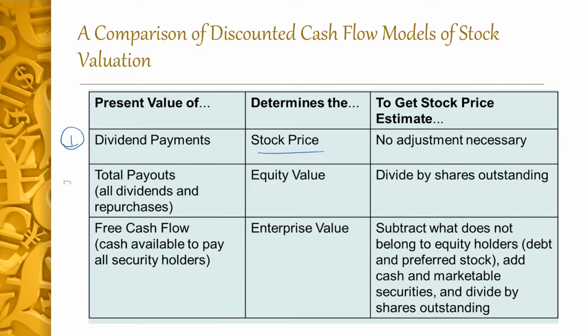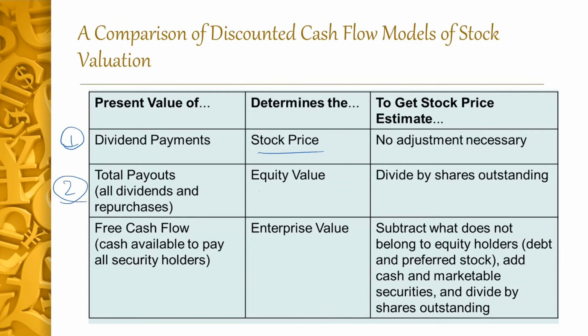Okay. The second model that we learned is the total payout model. In this model, we said that the stock price should be equal to the present value of all payouts to the shareholders. And once we divide this number by shares outstanding, we would get the total payout per share. So that would be the price of the firm.